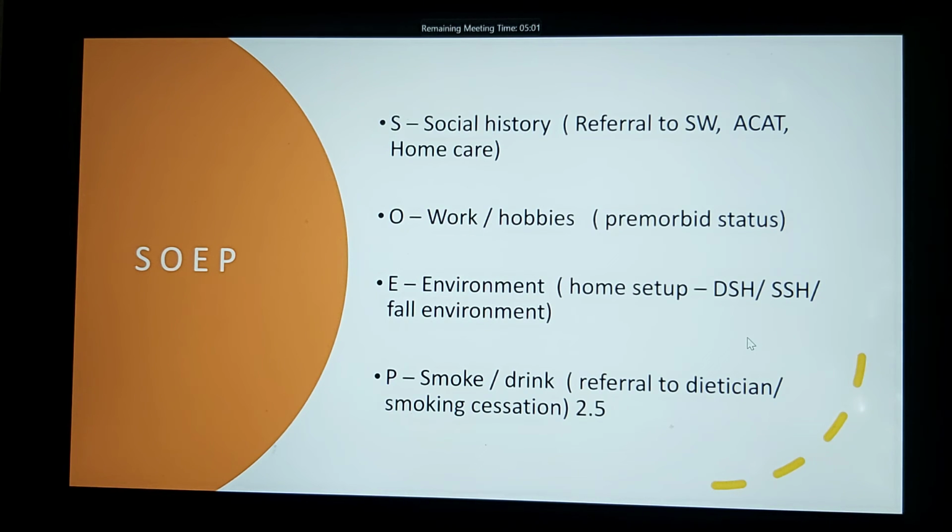In the environment, whether it's a double story or single story is important to ask, because if that client is breathless and hasn't really done stairs here in the hospital, then you can't send him home without doing the stairs, or without letting him understand that he has to be on the ground floor for some time. So that's why it's important to ask that.